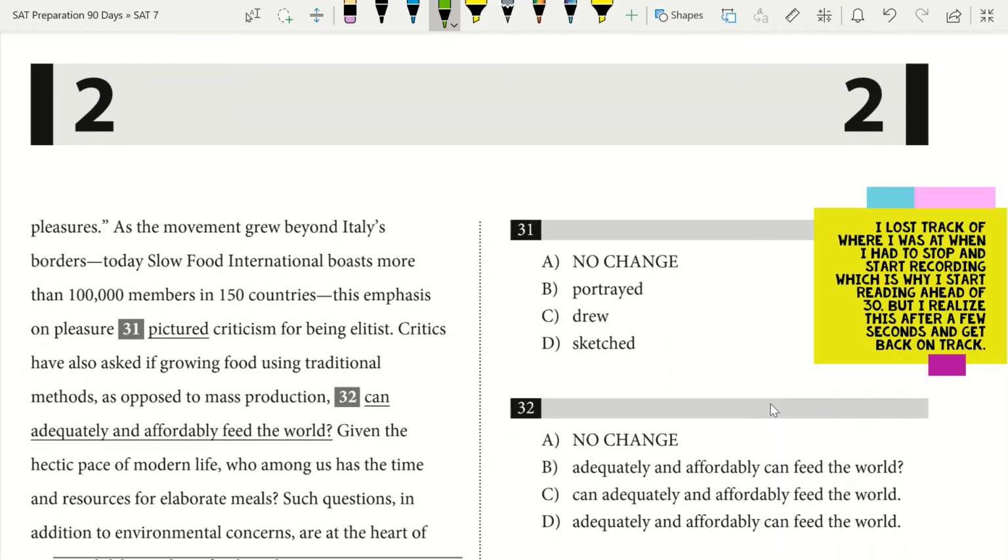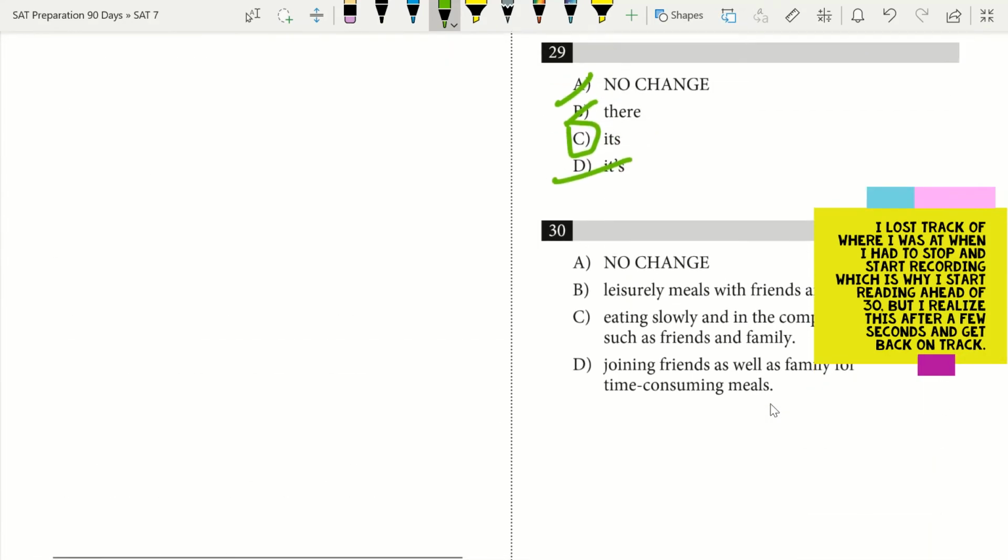Okay, it drew criticism right there. We wouldn't say portrayed, pictured criticism, or sketched it. It drew criticism for being elitist, right? Now we can go back up. We can answer 30, okay?